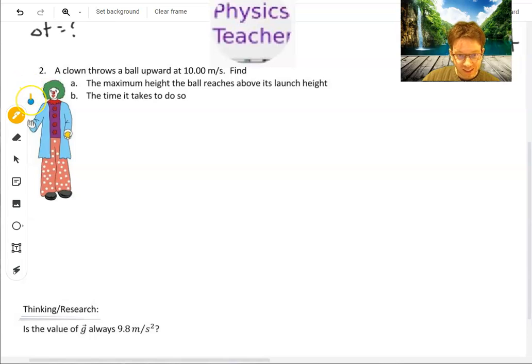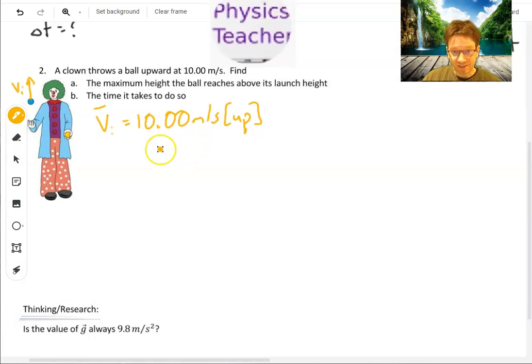Okay, the second example says a clown throws a ball upwards. So the initial velocity, in this case, it's not 0. We have an initial velocity up of 10 meters per second. Now it's written as 10.00 because it's identifying this as 4 significant digits. And since it's falling inside of a gravitational field, or due to the influence of gravity, we know that the acceleration is 9.81 meters per second squared down.